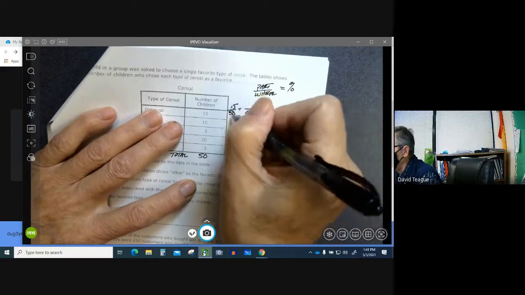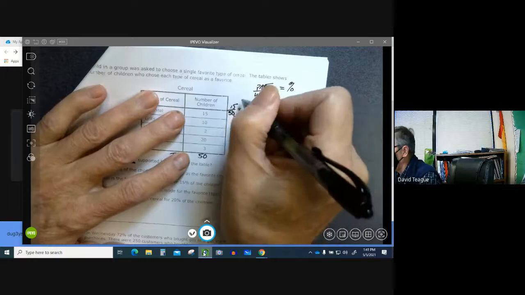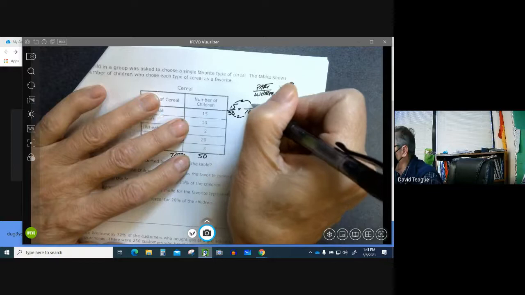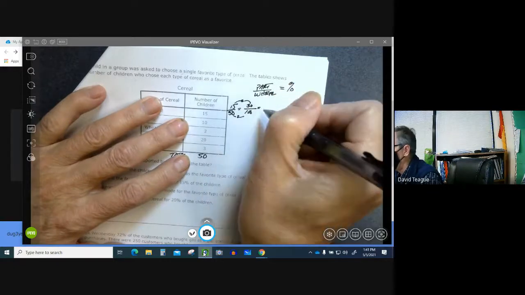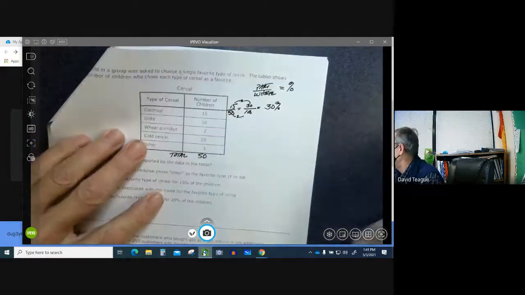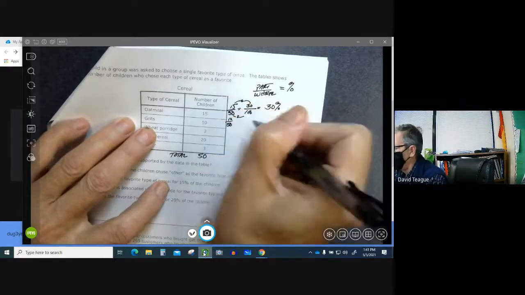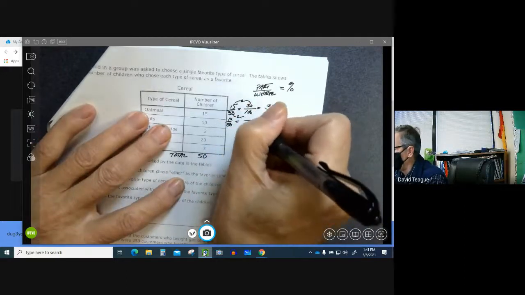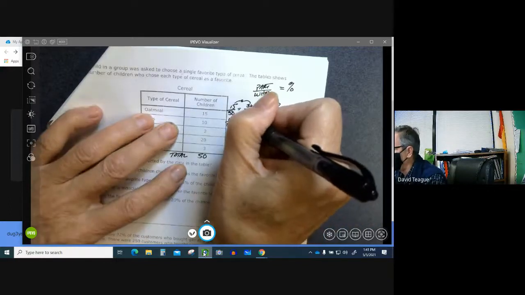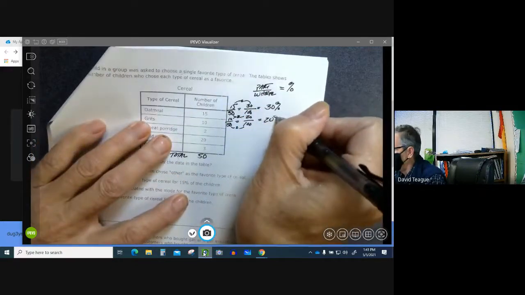So to keep this relationship the same, I have to multiply whatever I do to the bottom, I have to do to the top. So I'm going to take 15 times 2, and 15 times 2 is 30. Now I have 30 over 100, which is equivalent to 30%. Okay, let's do the next one. We've got 10 over 50, right? I need to create another equivalent fraction with 100 in the bottom. 50 times 2 is 100. 10 times 2 would give me 20. So this is equivalent to 20%.